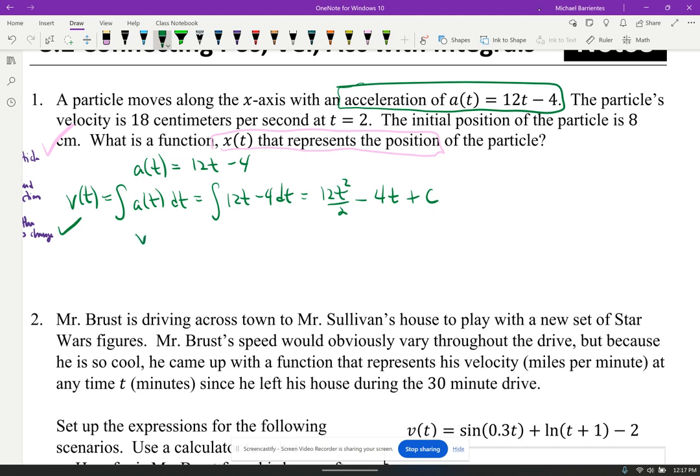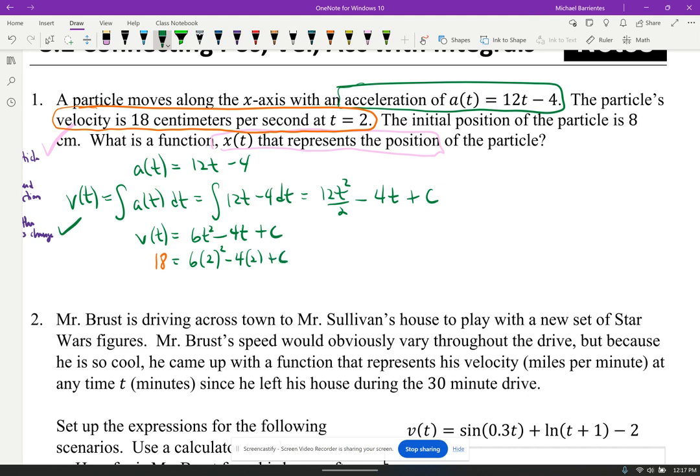So now I know that the velocity equation is 6t squared minus 4t plus c. But I need to know what that constant is. And luckily, they told me a piece of information that I can use. They said the velocity is 18 centimeters per second when time is equal to 2. So therefore, I know the velocity is 18 when my time is 2.